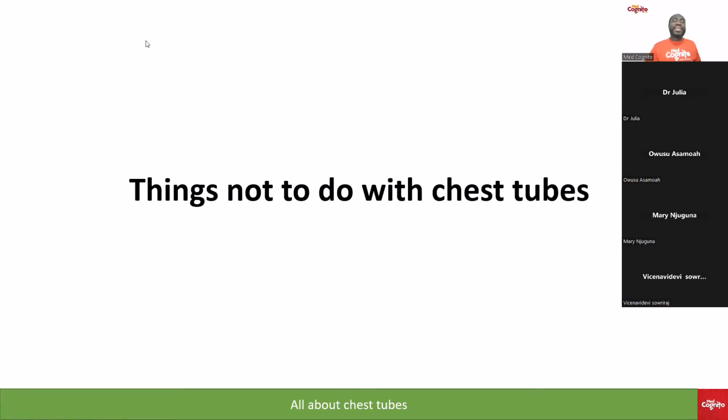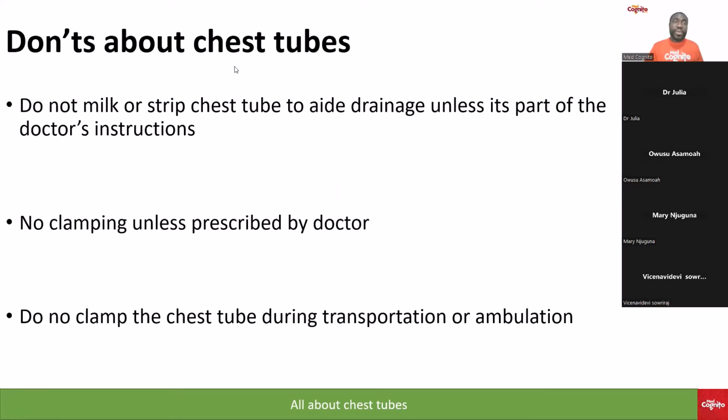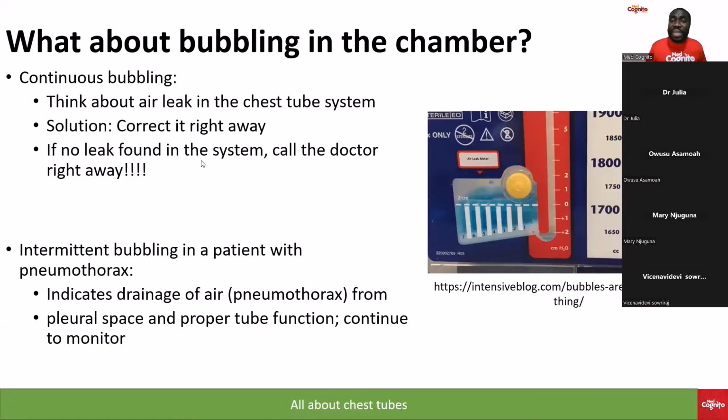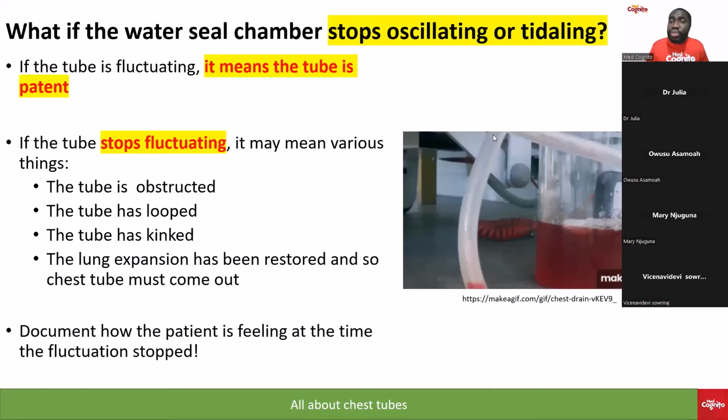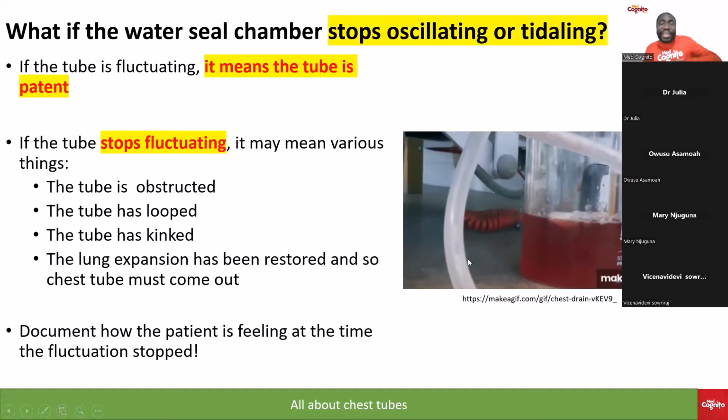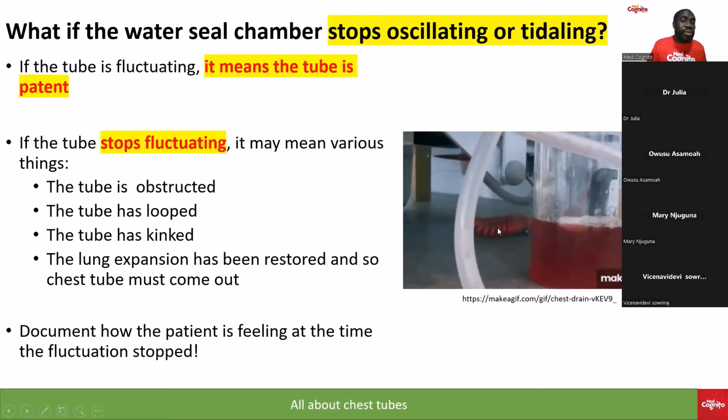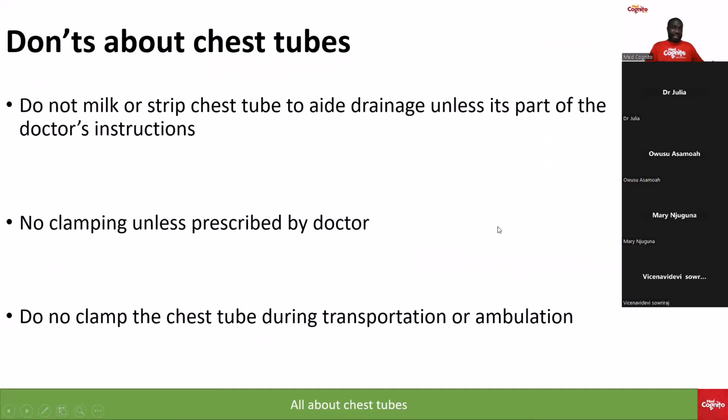So, what are the things not to do with chest tubes? What are some of the things you should not do? Some nurses do it, but it is not advisable. Number one, do not milk or strip the chest tube to aid drainage. I want to show you. At times some people will say, I want to press it so that the blood in the tube can go down. No, don't do that. Don't milk it, okay? Allow it to flow with the help of gravity.